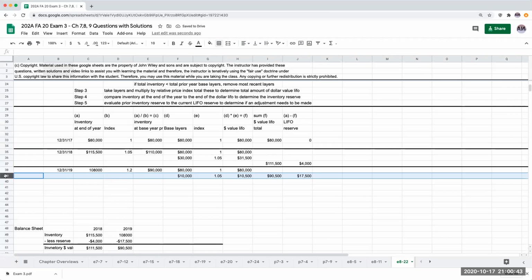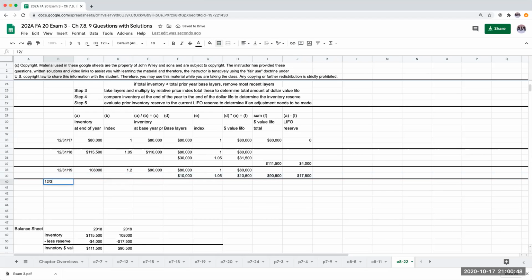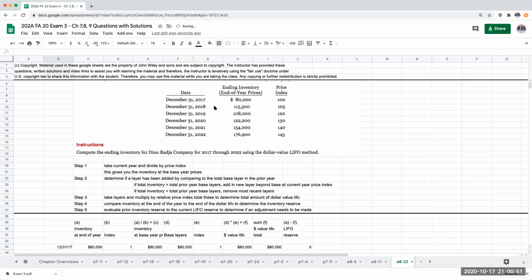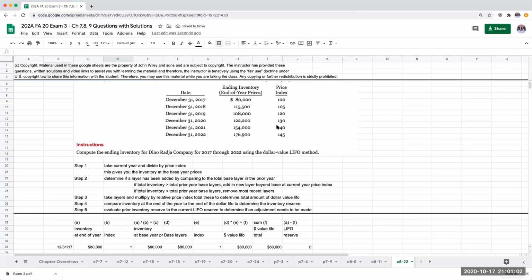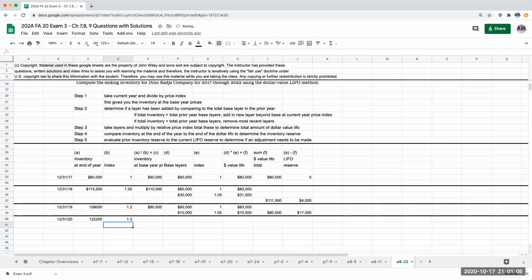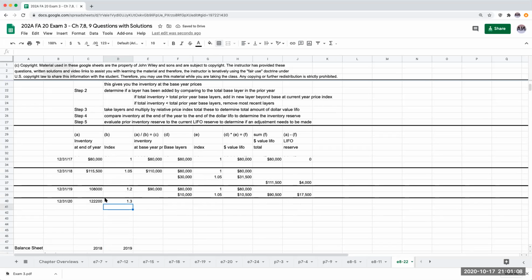Let's go ahead and take a look now at December 31st, 2020. At December 31st, 2020, our ending inventory at end of year prices was 122,200, and my price index was 1.3. So what I need to do is put this current year amount into base year. I'm going to divide 122,200 by 1.3 and I get 94,000.